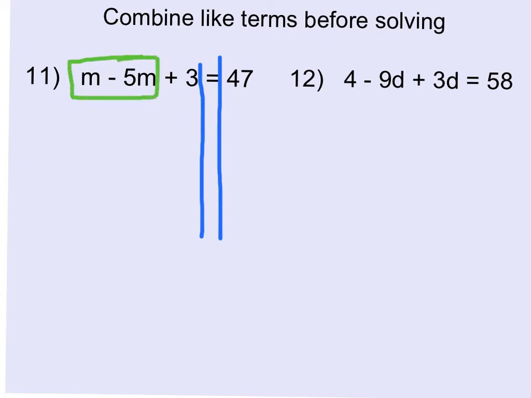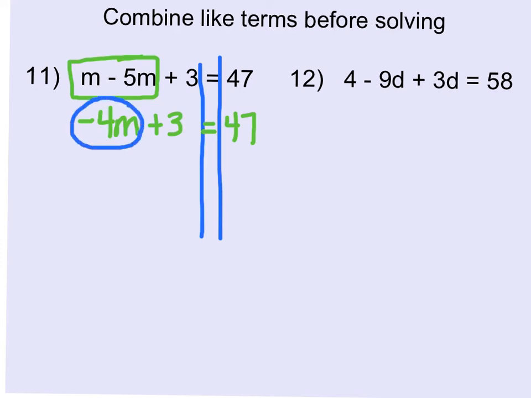So on number 11, we have 1m minus 5m. That is negative 4m. Then bring down the rest of your problem. Bring down the plus 3 and the equals 47. Now you can go ahead and solve as usual. So circle your term with your variable.